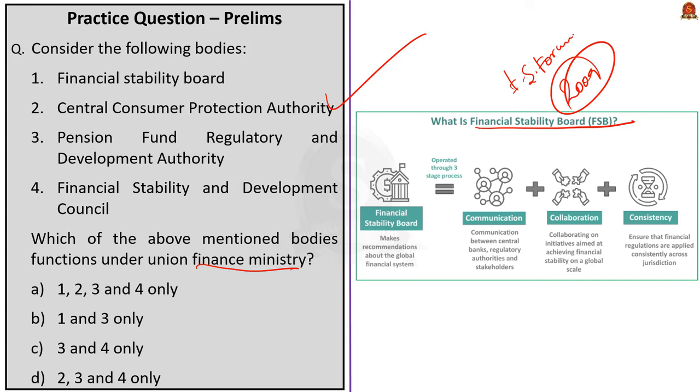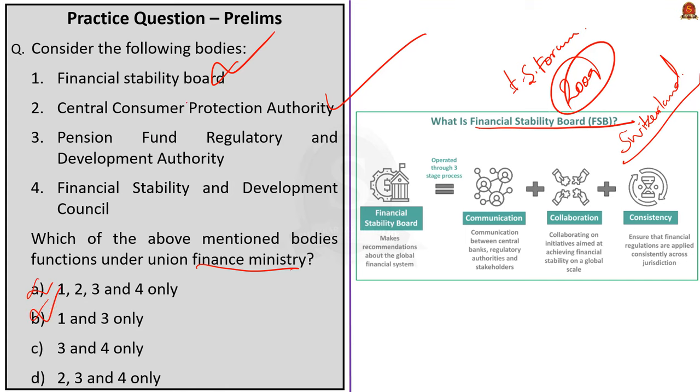The FSB is like a global watchdog for the financial world. It monitors and makes recommendations about the global financial system, and its objective are to ensure international financial stability and increase the stability of international financial markets. So it does not function under Union Ministry of Finance. So obviously first will not come.